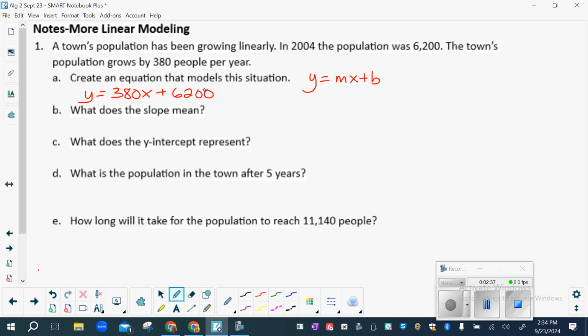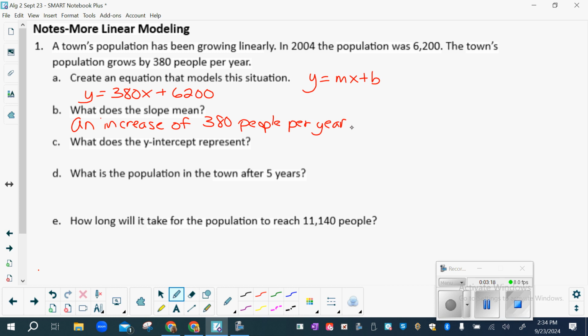So what does the slope mean? When I ask you what the slope means, I want you to tell me whether it's an increase or a decrease, because slope is talking about rate of change. And in rate of change, we talk about an increase or a decrease. So is it an increase or is it a decrease here? Increase of 380 people per year. Does that make sense?